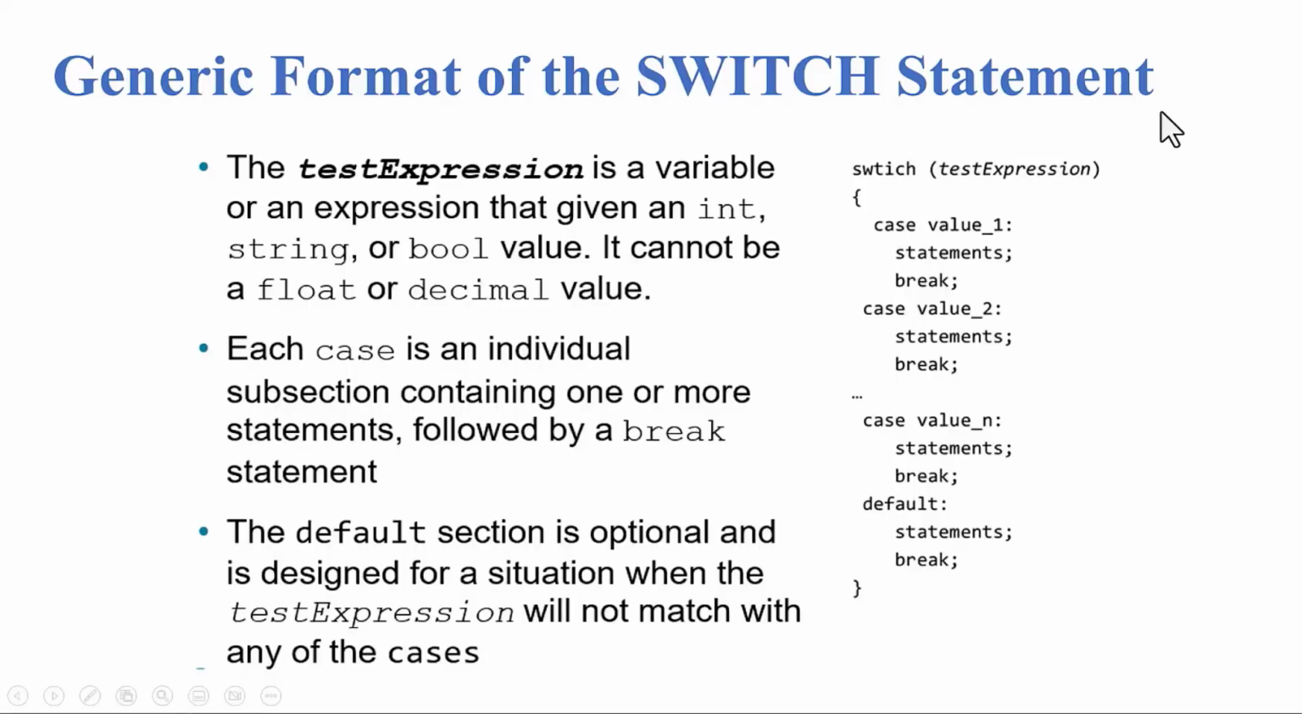Basically, here's the general format. The test expression is a variable or an expression that gives an int, string, or bool value. It cannot be a float or decimal. So an int, a string, or a bool can be in there. It would be set up something like this. You're going to say switch and put in that variable right here. So switch counter, switch month, whatever you wanted, int month or whatever.